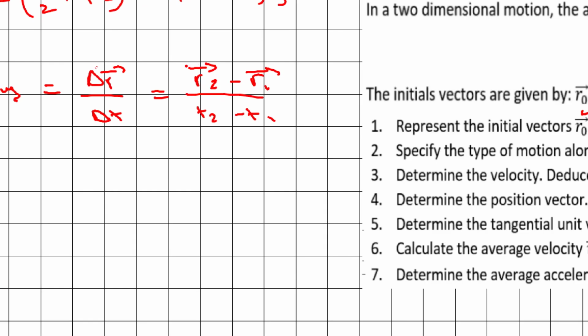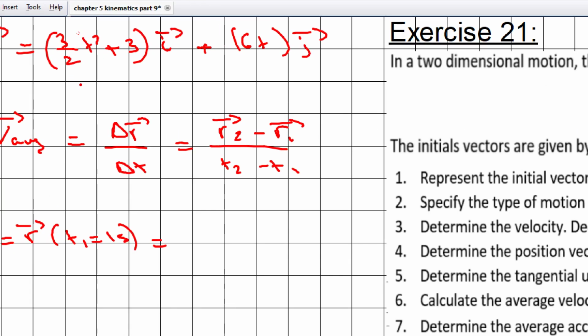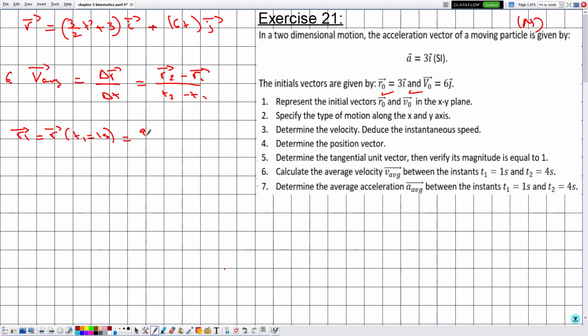Now in order to determine these fractions, we need to compute r at the instants 1 and 2, and in this case this is a scalar quantity which is given by 4 minus 1. So r1 corresponding for the position vector computed at the instant t1, which is equal to 1 second. Now replacing t by 1, we have 3 over 2 multiplied by 1 plus 3. Plugging this fraction in the calculator, then it's given by 9 over 2 multiplied by the unit vector i. As for this, it's given by 6j.